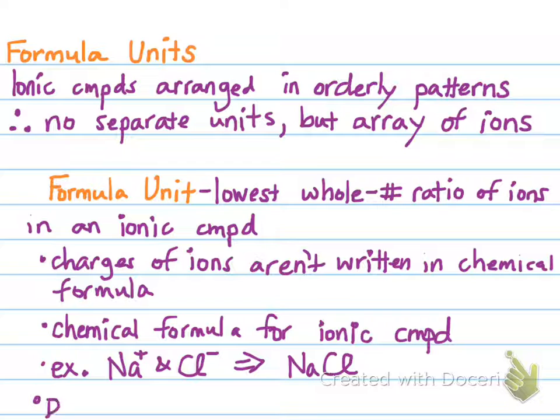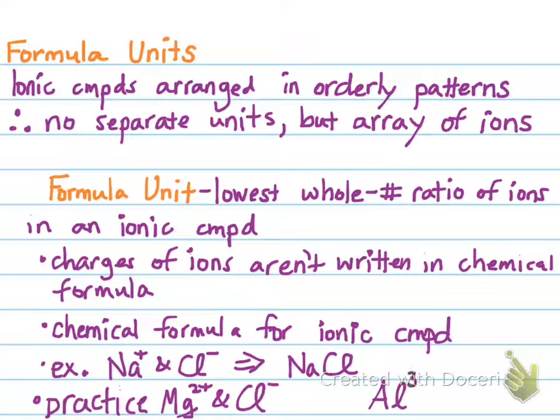If you would take a moment to practice writing the formula unit for a magnesium ion and a chloride ion, as well as an aluminum ion and a chloride ion. Remember that overall we have to have a zero charge, so we have to combine so that our total positive charge equals our total negative charge.